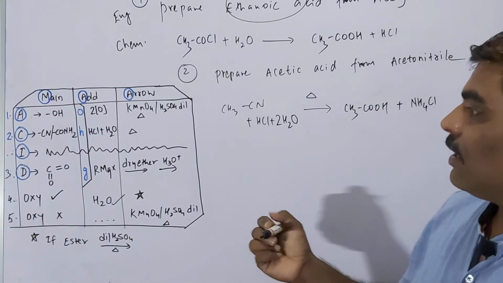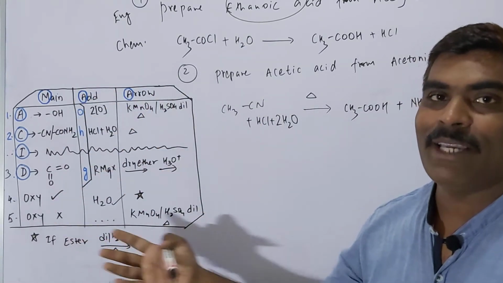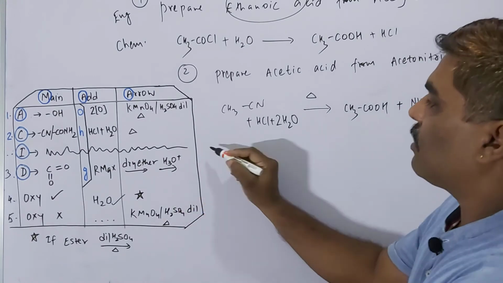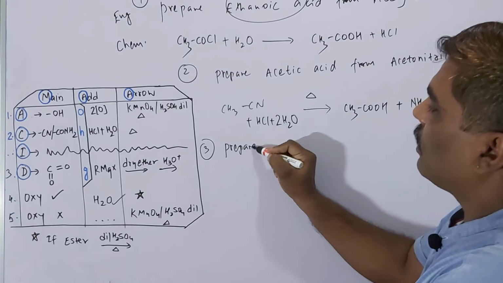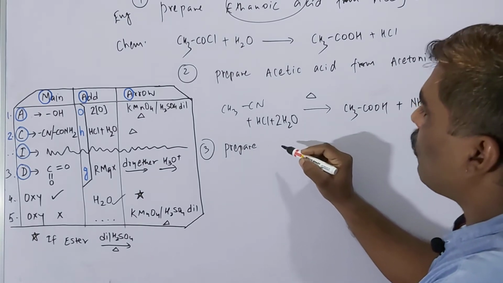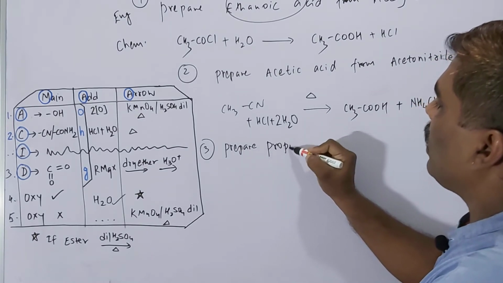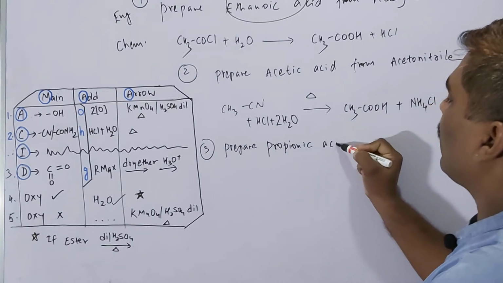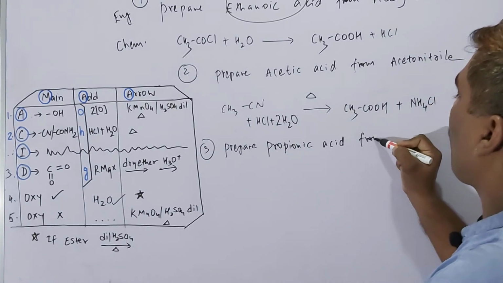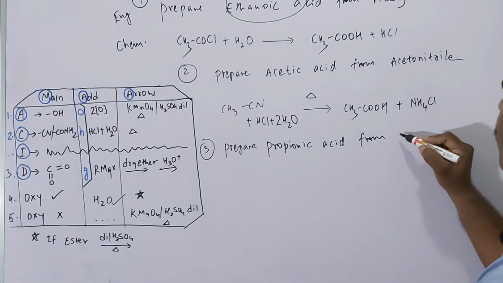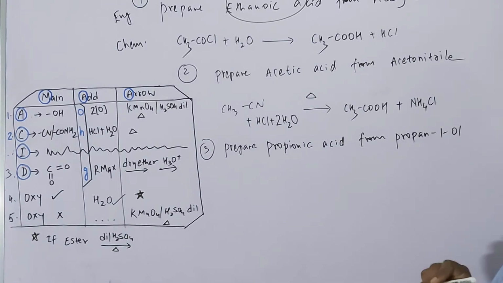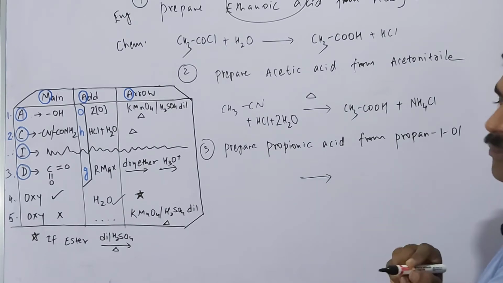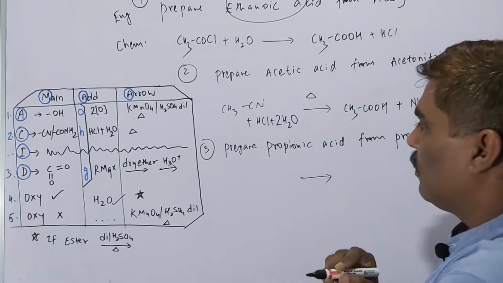So this way, with the help of this table, it becomes easy to find out. For example, we'll see question number 3. If again we want to go for, say this time I want to prepare propionic acid from, let's say, propan-1-ol. Again we'll write here what we want to prepare.